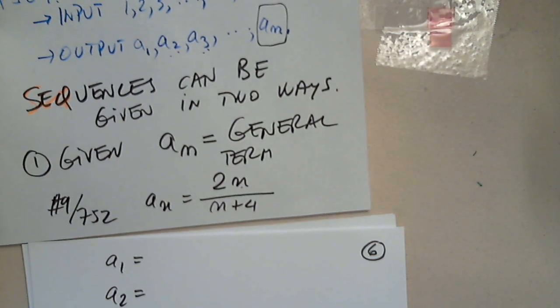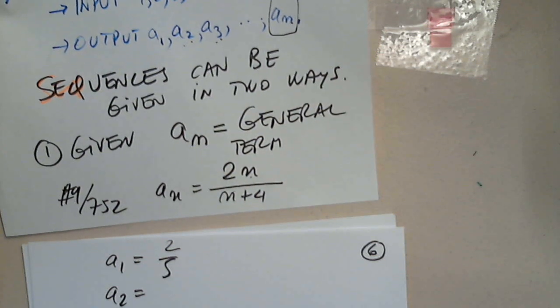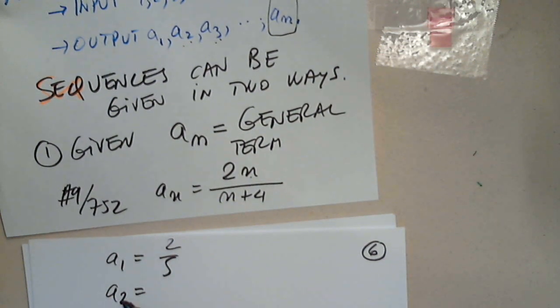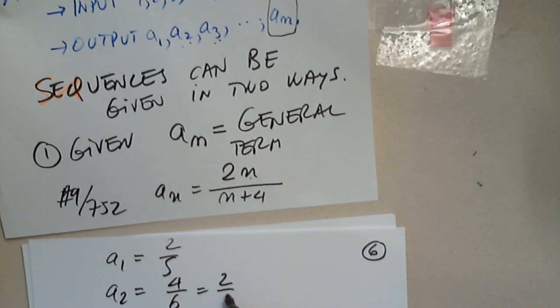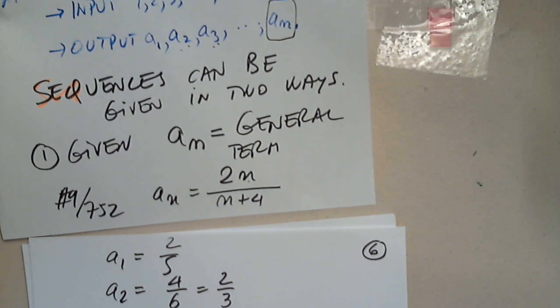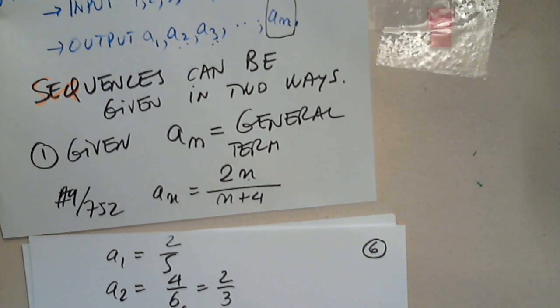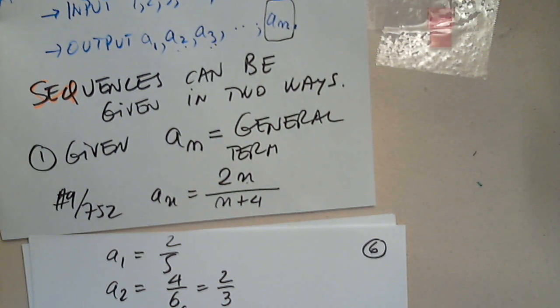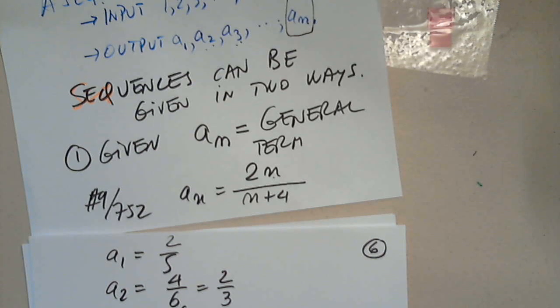I have 2 times 1 divided by 5. When n is 2, I have 4 divided by 6, which is 2/3. When n is 3, I have 6 divided by 7. And when n is 4, I have 8 divided by 8, which is 1. So given the general term, no difficulty whatsoever.